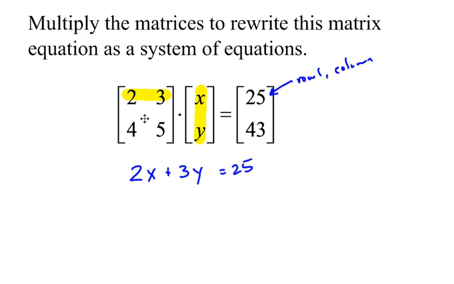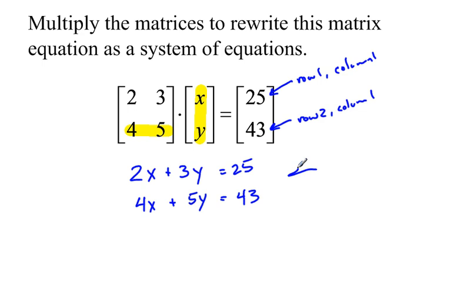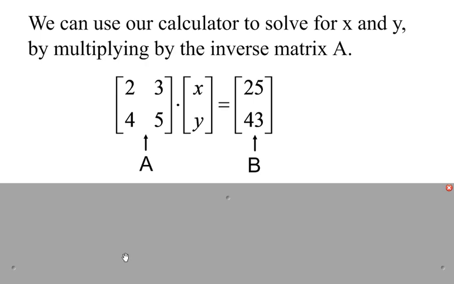And then I'm going to move this down to row 2. And when I multiply this out, I'm going to get 4x plus 5y because I'm taking 4 times x and 5 times y. And that's going to give me the answer in row 2, column 1, because I am multiplying a second row, and here I only have one column. And that equals 43. And now we've got a system of equations like we've been solving for the last few days. Now we're going to actually use our calculator to solve them.